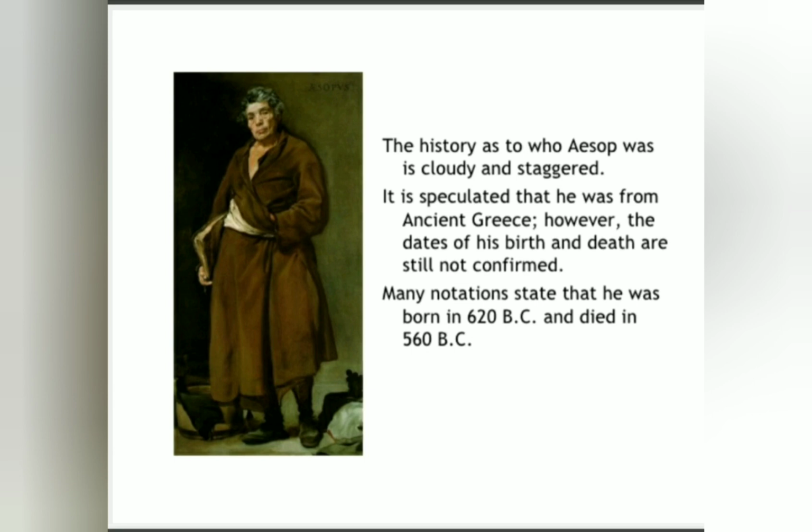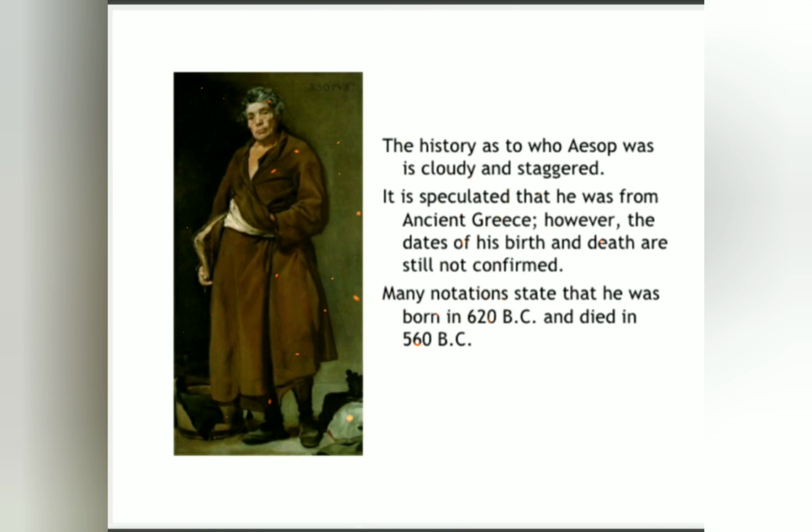Now, let's see a small introduction of Aesop. As you can see in the image, this is the image of Aesop. The history as to who Aesop was is cloudy and staggered. People don't know it clearly. It is speculated that he was from ancient Greece. However, the dates of his birth and death are still not confirmed. Many notations state that he was born in 620 BC and died in 560 BC.